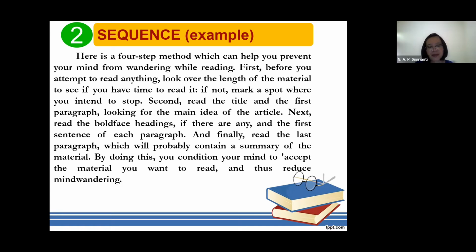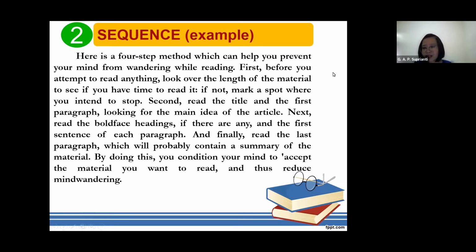From the beginning of the paragraph, it can be seen that here is a 4-step method. Now, from this sentence, actually, you have a clue. This will be about 4 methods. There must be 4 methods. Method 1, 2, 3, and 4, right?